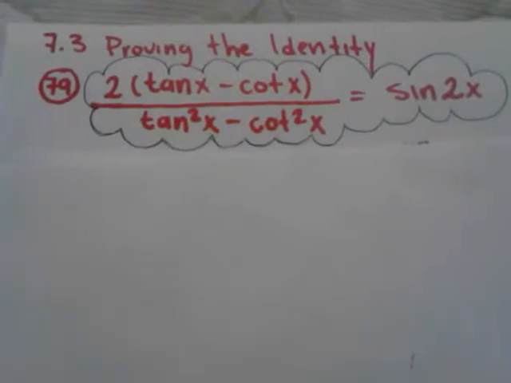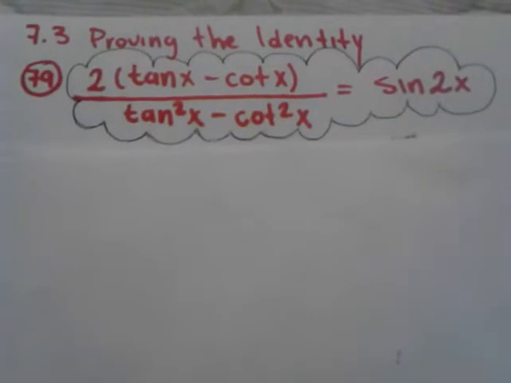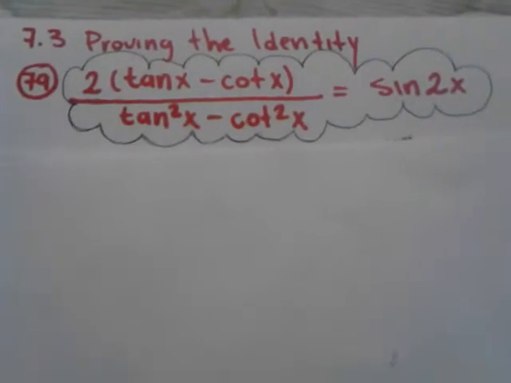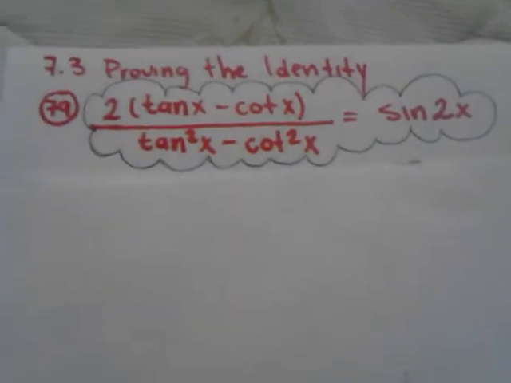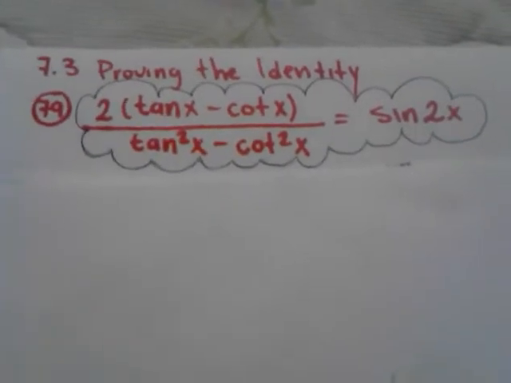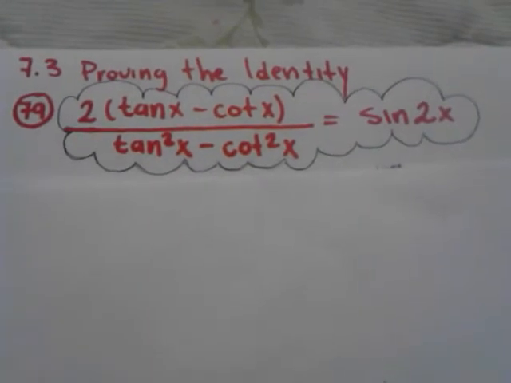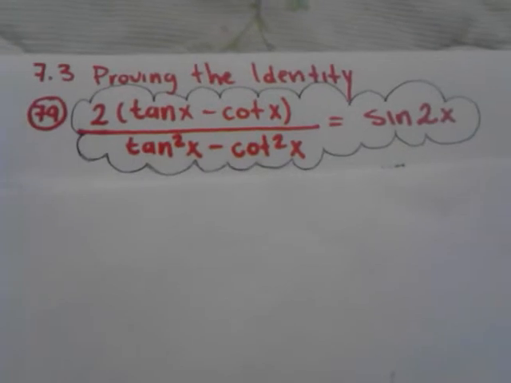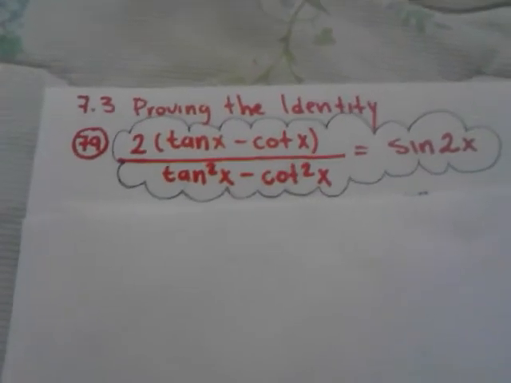So this is chapter 7.3. We have to prove the identity. Problem number 79 is 2 tangent of x minus cotangent of x over tangent square of x minus cotangent square of x is equal to sine 2x. So to prove the identity, we first have to choose one side.